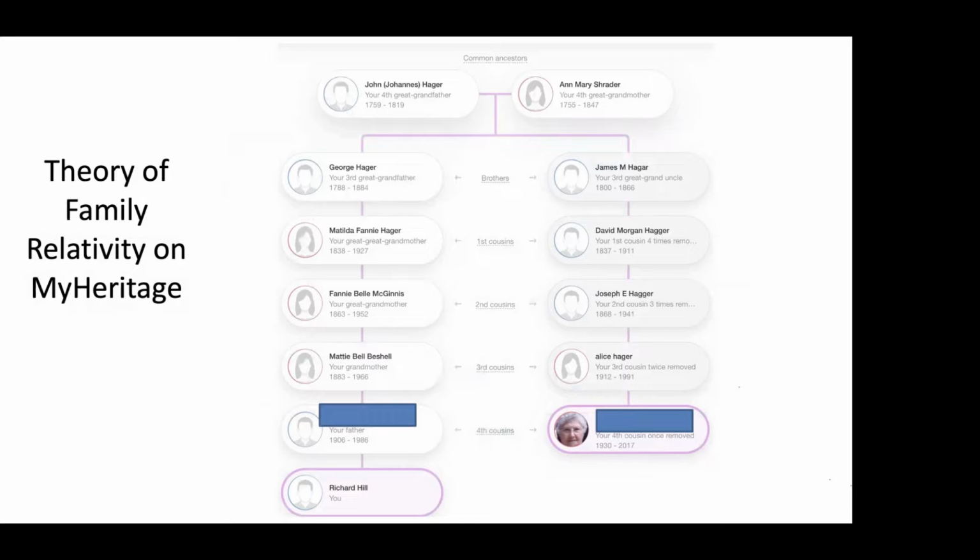Moving on to MyHeritage. They have a tool called Theory of Family Relativity, which is similar in concept to Ancestry's through lines. It uses family trees and genealogical records to show one or more possible paths to common ancestors. As with through lines, this is not proof, but you're getting important clues that may be correct much of the time.